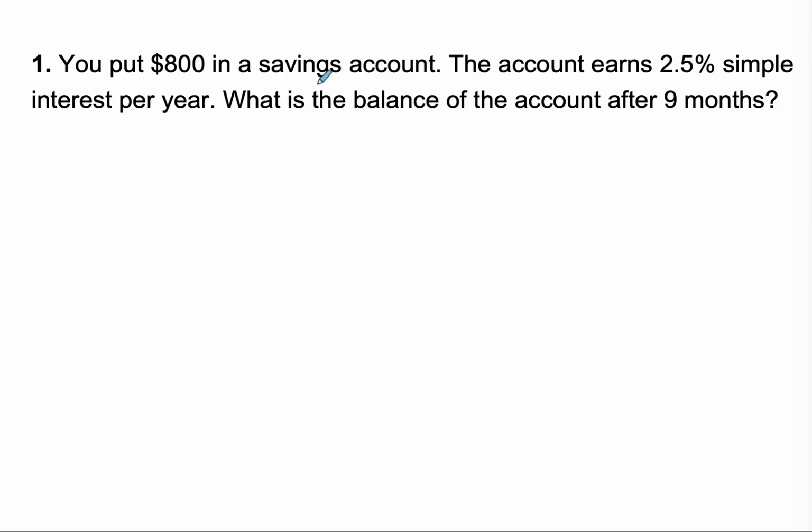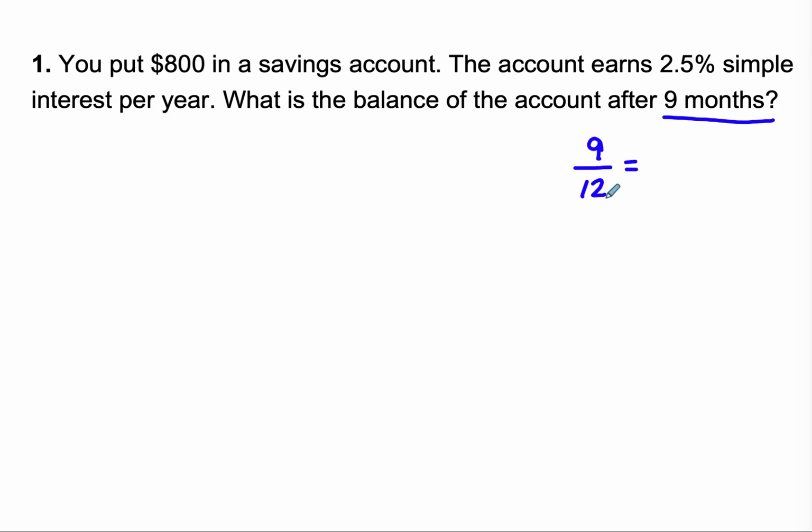All right, let's read this one. You put $800 in a savings account. The account earns 2.5% simple interest per year. What is the balance of the account after 9 months? All right, so there's one tricky part here, which is the 9 months. We need to make that into a decimal of a year. It's not 9 years, it's 9 months. So we are going to make that 9 over 12.